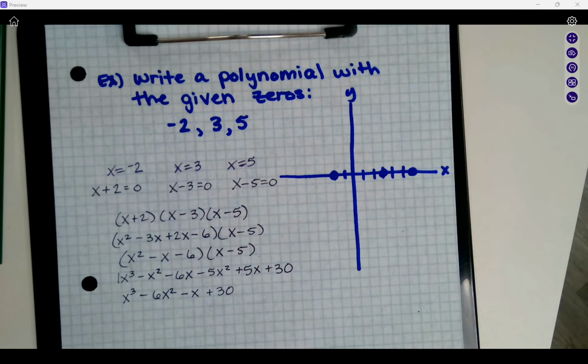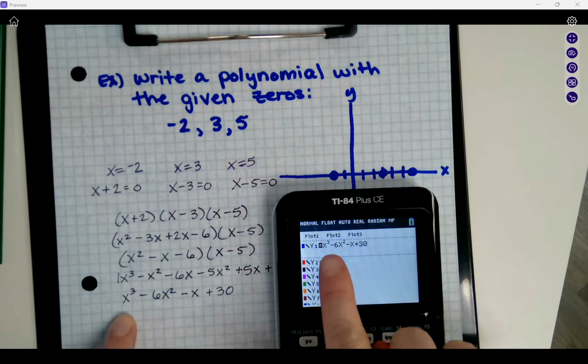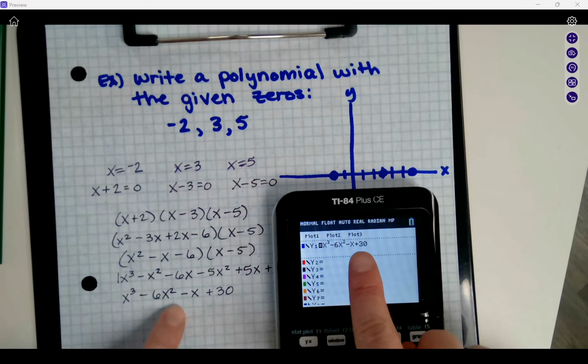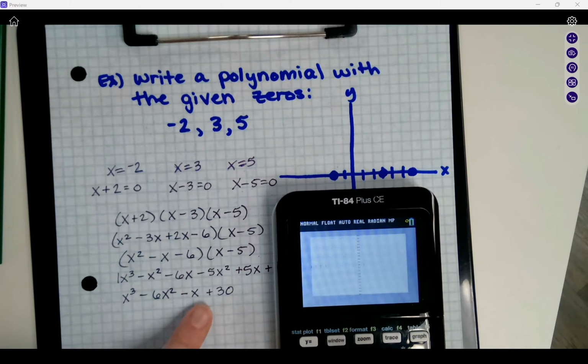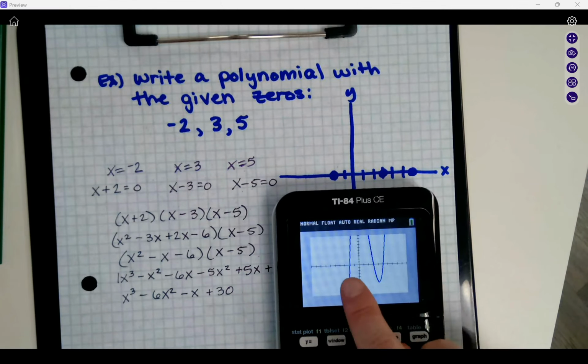But one thing I am going to do is I'm going to check my work. So here is my final answer of what I believe to be a polynomial with these given zeros. Using my graphing calculator, I can type in that polynomial that I created. So I've got x cubed minus 6x squared minus x plus 30. I'm going to graph this, and so that way I can actually analyze my zeros. If I did my calculations correct, then you will see our function intercepts the x-axis at -2, 3, and 5. And seeing here on the screen, that's exactly what happened. So this does check out.